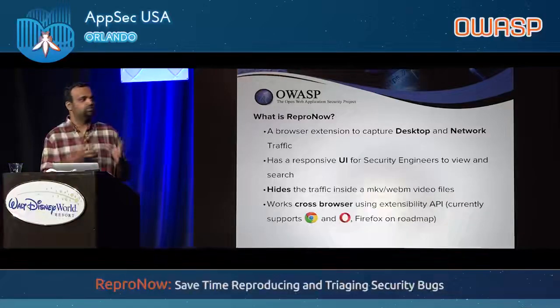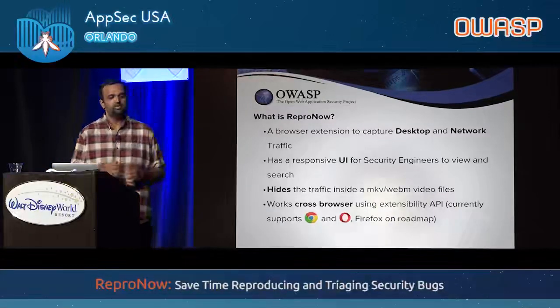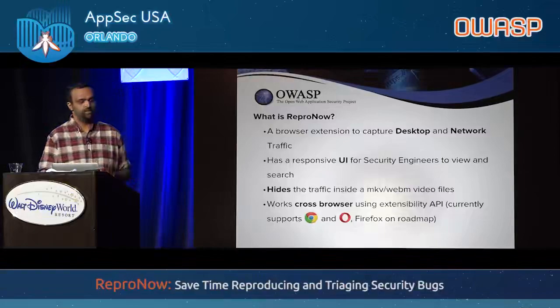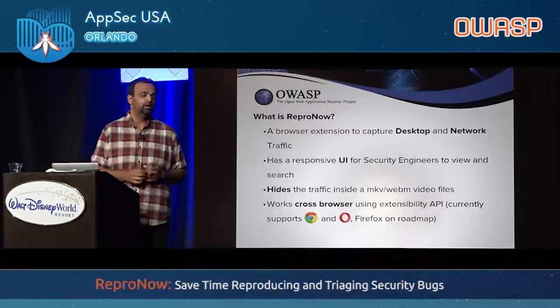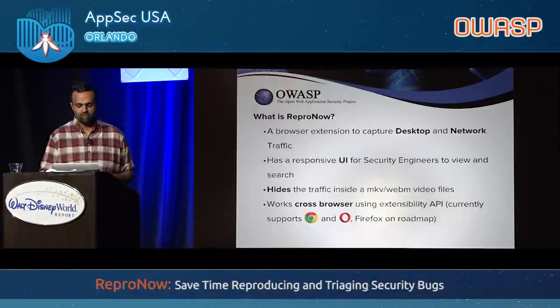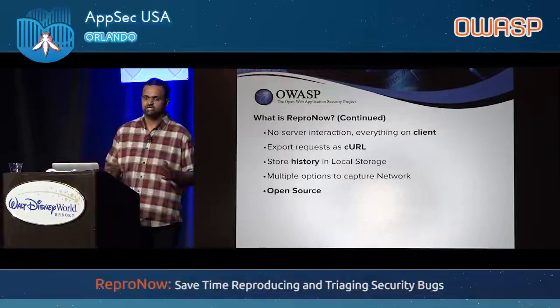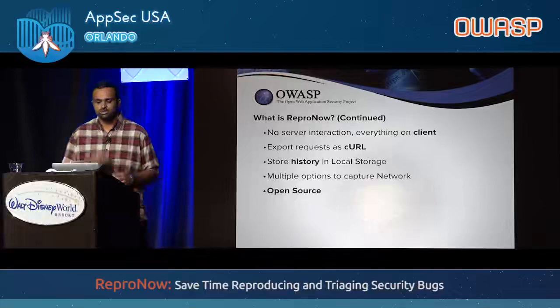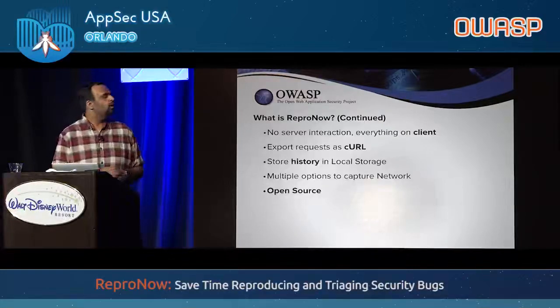We make sure that we put the network requests inside the video in an MKV file. We have built the tool using the extensibility API. It's a cross-browser tool. It works right now in Chrome and Opera. We are working with the Firefox team because they have to implement one of the extensibility APIs, and once that's done, we'll have support for Firefox as well. The tool doesn't have any servers. Everything is on the client. It's a JavaScript application, so you might as well put it on your own machine and run it.